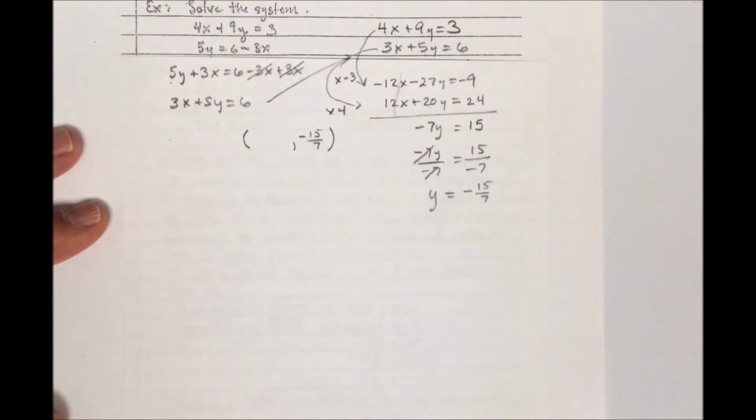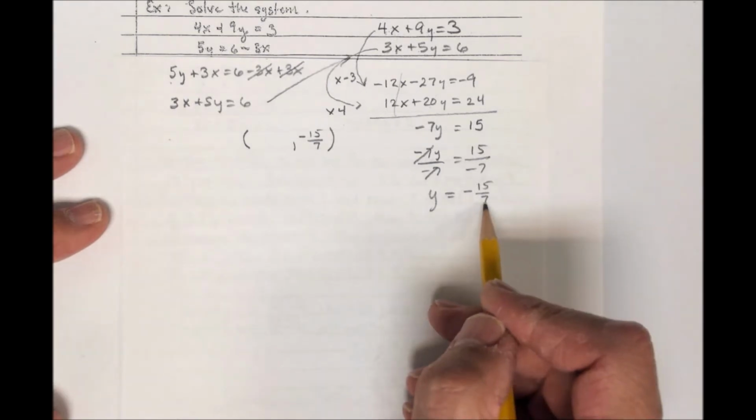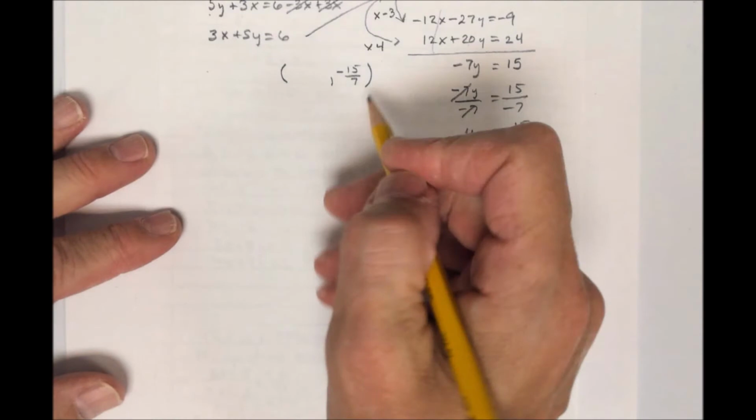Let me double check here that I didn't write down something incorrectly. Let's see, times negative 3. I seem to make a mistake in just about every video anymore, so I don't want to keep doing that. Kind of looks like I've got it set up right here. So my answer has a y value that's negative 15 sevenths.